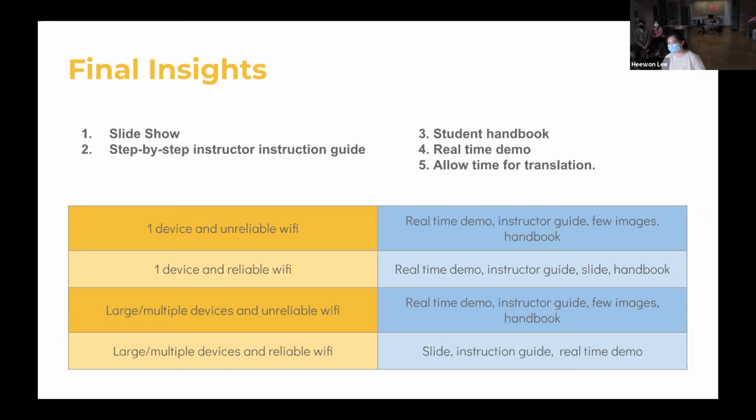And below is a table we made of the different materials we need on the blue side, matched to different technical situations on the right side. For instance, if we have reliable Wi-Fi, then we get to use our slideshow more. If we have unreliable Wi-Fi, then we might rely more on our real-time demos.